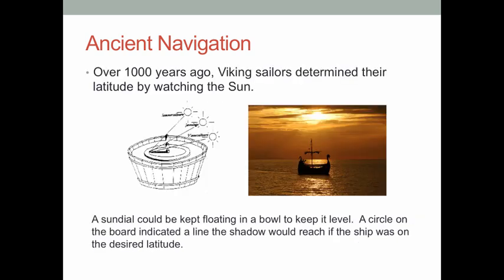And over 1,000 years ago, Viking sailors determined their latitude by watching the sun. A sundial could be kept floating in a bowl to keep it level, and a circle on the board in that bowl could indicate a line the shadow would reach if the ship was on the desired latitude.